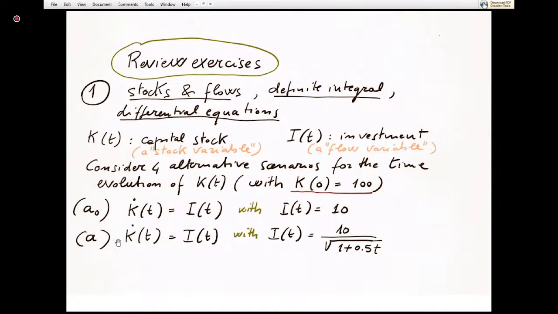The second scenario is one in which the capital stock evolves in a similar way. K dot of t is equal to I of t, where I of t is not constant, but decreases gradually over time. It is expressed by 10 divided by the square root of 1 plus 0.5t.